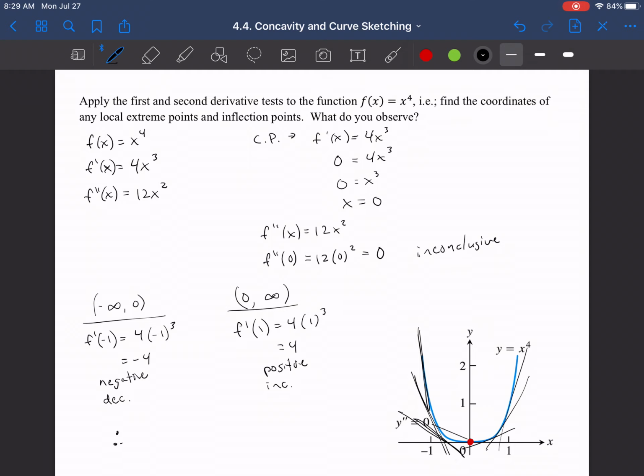So therefore, x equals 0 is a minimum. It's a local minimum. In fact, it's actually a global minimum. It's the only place where it changes direction, and we have that. If we look at the second derivative in these areas, so let me give myself a little more room here.